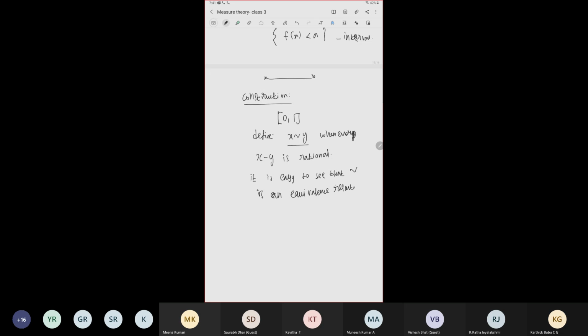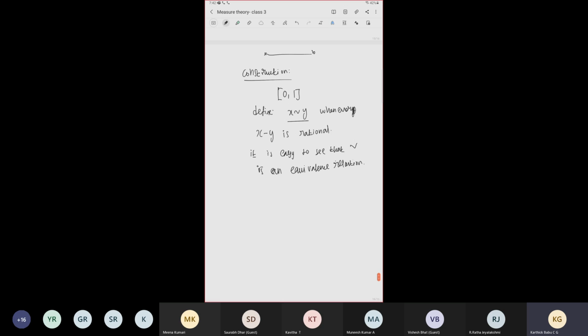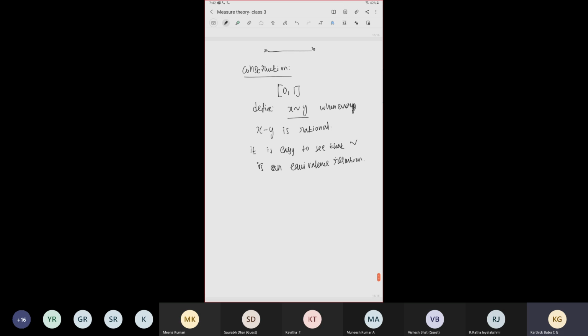This is an equivalence relation. Since x minus x is zero, which is rational, it is reflexive. Also x minus y is rational, so y minus x is also rational, and transitivity follows because the addition of two rational numbers is rational. So this is an equivalence relation, and we know that an equivalence relation partitions the given set into equivalence classes. So we can write the closed interval 0, 1 as a union of equivalence classes.